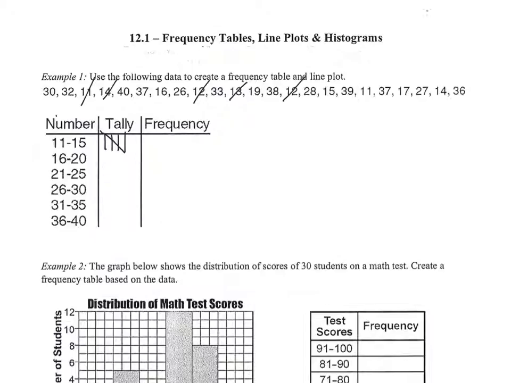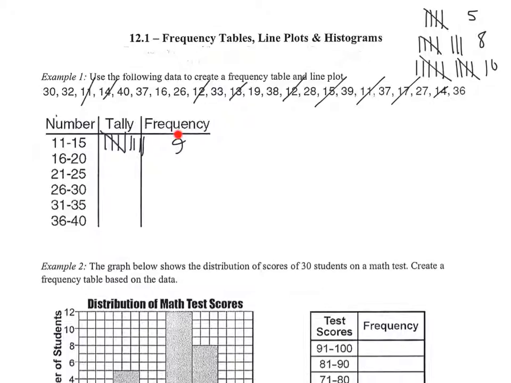This is how you count in groups of 5. So 1, 2, 3, 4, 5. Oops, I didn't do that right. 1, 2, 3, 4, 5, 10. So every time there's the fifth one, you always make a strike across. If I keep going, I have another 1, 2, 3, 4. So there's 9. I put the number right here, and then I write the tally right here.